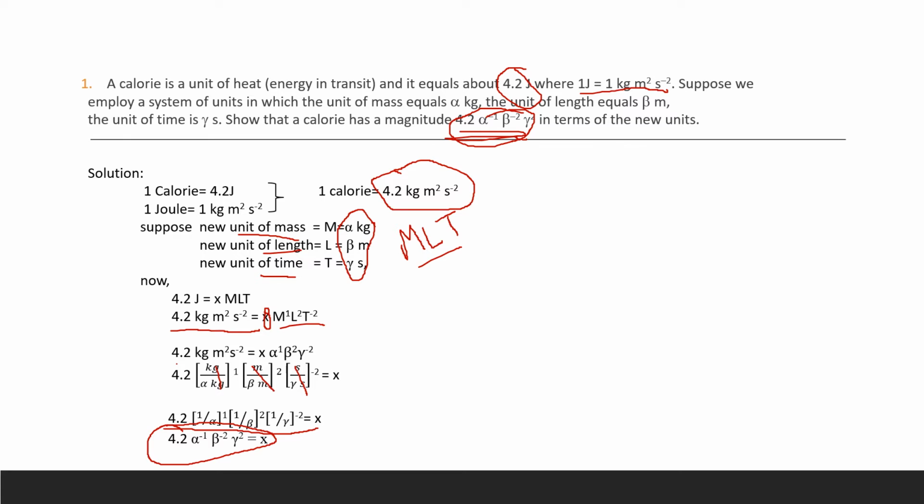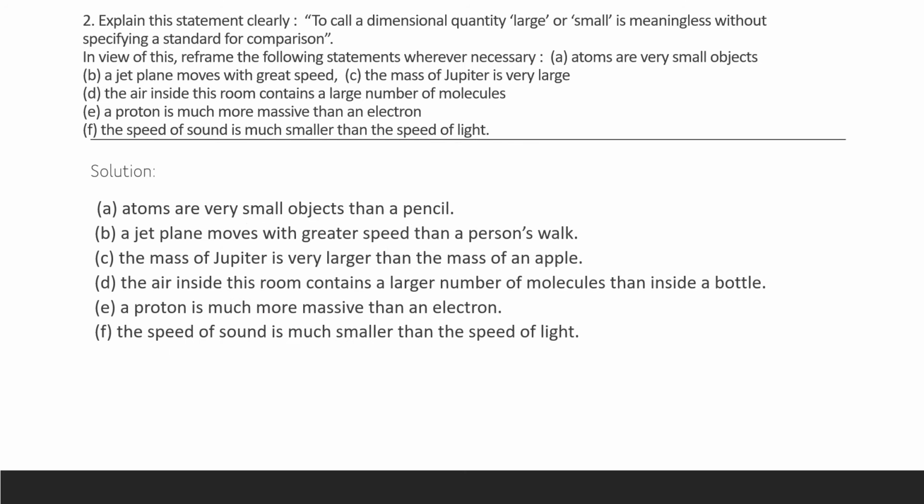Next, we'll go into the next question. Here is the second question. Explain this statement clearly. To call a dimensional quantity large or small is meaningless without specifying a standard for comparison. Okay. In view of this, reframe the following statements wherever necessary.